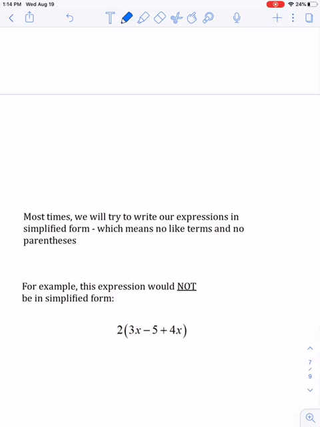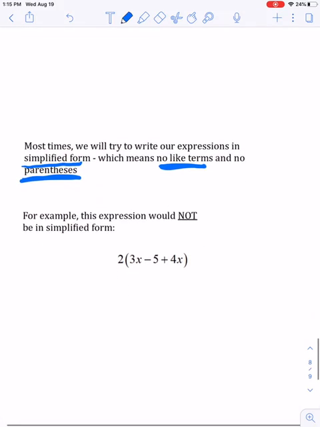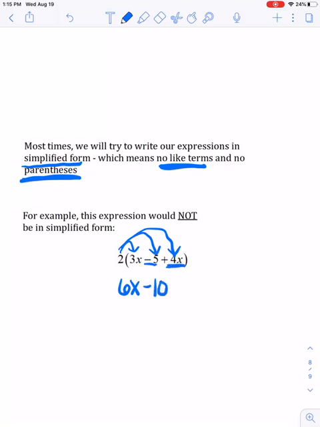So now, combining everything we've talked about with the distributive property and combining like terms, when I ask you to write something in simplified form, that means no like terms, so what we just did today, and no parentheses, so like what we did before with the distributive property. For example, here, this is not considered simplified because we have parentheses there. So you would have to do the distributive property, which if I do that real quick, 2 times 3x is 6x. 2 times a negative 5 is negative 10. And 2 times a positive 4x is a positive 8x.